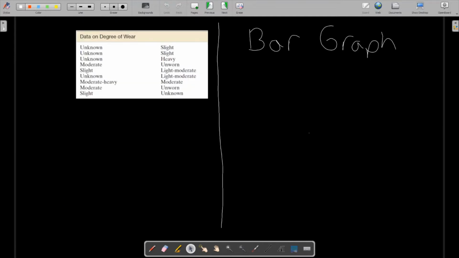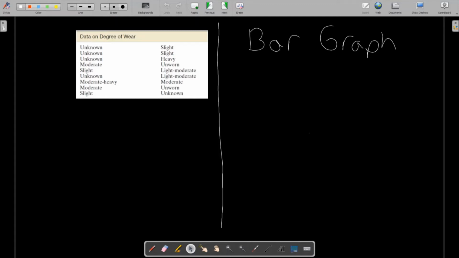Now let's start by looking at some kinds of graphs that we can create with categorical data because it might be a little easier to work with at first. So on the left here, we have a data set that I've pulled, and there's no context. It says data on degree of wear. The context isn't really important for this exercise, but we can make up something. Let's say the degree of wear of the favorite book you've ever read. That would make sense here.